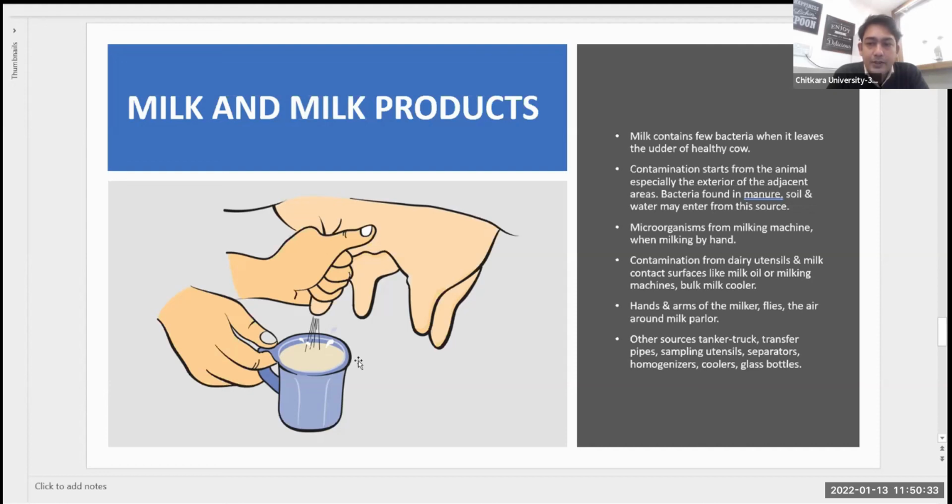Contamination can come from dairy utensils and milk contact surfaces like milk pails or milking machines, the bulk milk cooler, the hands and arms of the milker, flies, the air around the milk parlor, and other sources like when we are transporting the milk in a tank or transferring pipes, sampling utensils, and separators. All these things, if not kept clean and maintained properly, will affect the quality of milk, and ultimately those contaminations can pass through the milk to the human being.